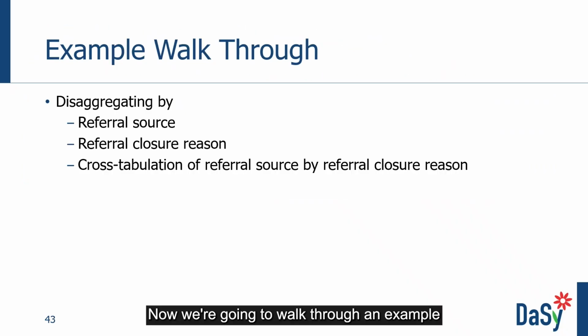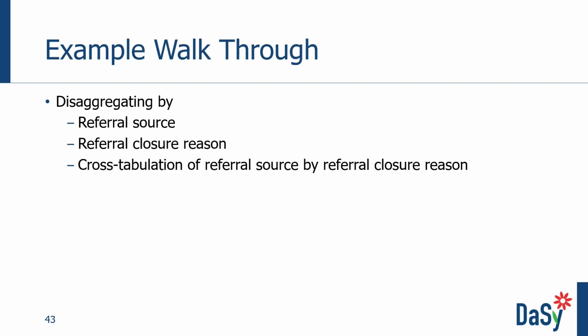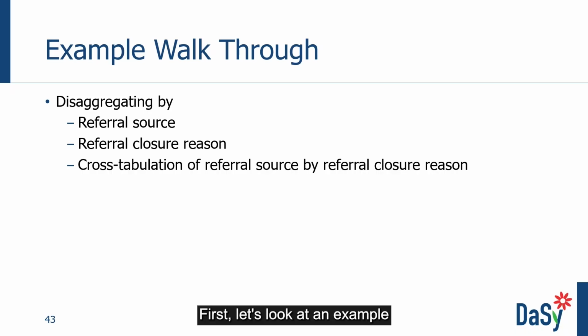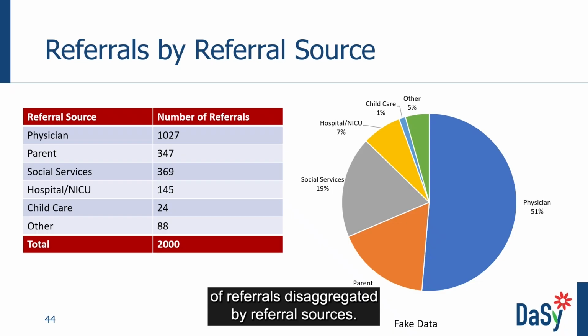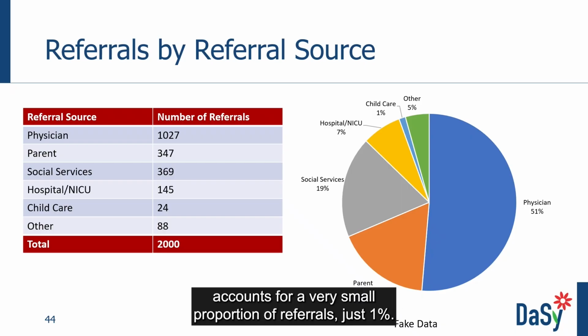Now we're going to walk through an example where we disaggregate by referral source, then by referral closure reason, then where we cross-tabulate referral source by referral closure reason. First, let's look at an example of referrals disaggregated by referral sources. Here we see that physicians are the source of most referrals, followed by social services, then parents. We can also see that childcare accounts for a very small proportion of referrals, just 1%.